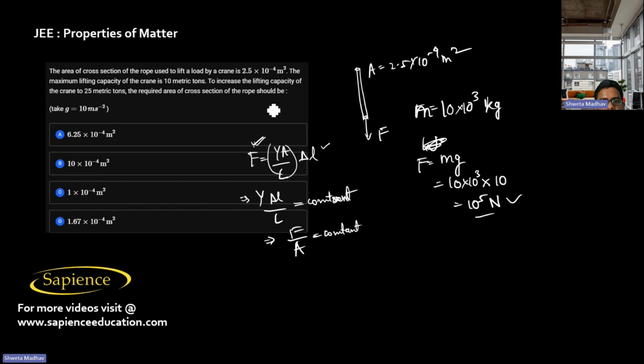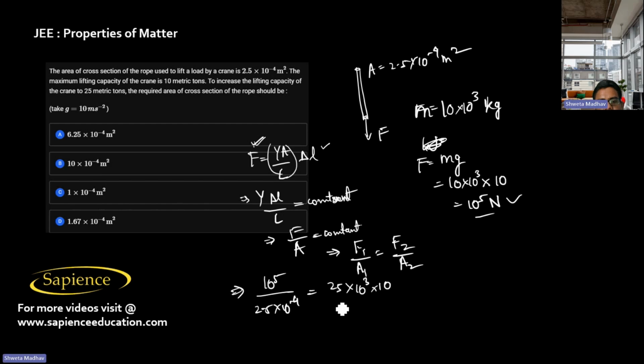Since y, then only the lifting capacity will increase. So therefore I can say F1 by A1 should be equal to F2 by A2. So therefore F1, that is 10 power 5, divided by the area of cross section, that is 2.5 into 10 power minus 4 meter square, is equal to the force, that is 25 metric tons, means 25 into 10 power 3 kg into g, that is 10, divided by the area of cross section which is required, A2, that we have to find out.